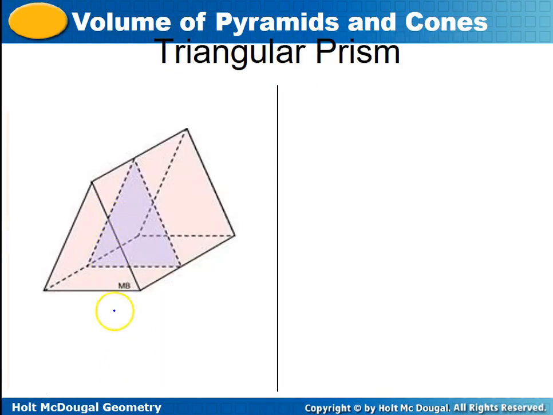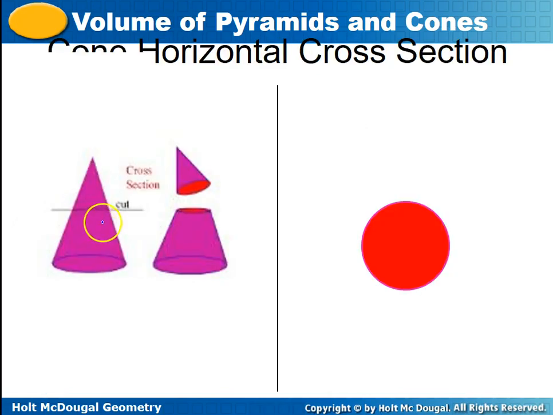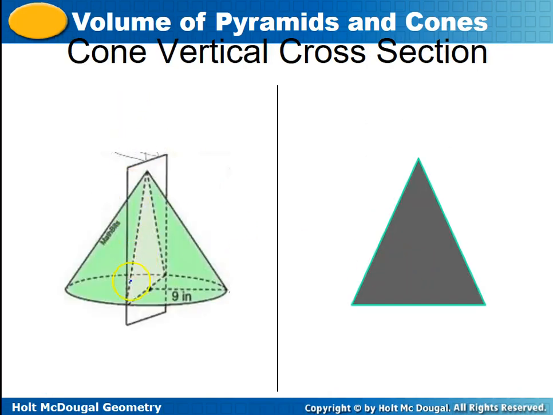So here's a triangular prism. And on this one, again, if we cut it down the middle here, we just take a knife and cut it, then we can see what our cross section is going to be. It's going to be a triangle. On the next one, if we cut this triangular prism horizontally, again, we can see the shape right here. It's a rectangle. If we cut this cone horizontally, we get a circle. We already talked about this one. And the next one, vertically, we get a triangle.